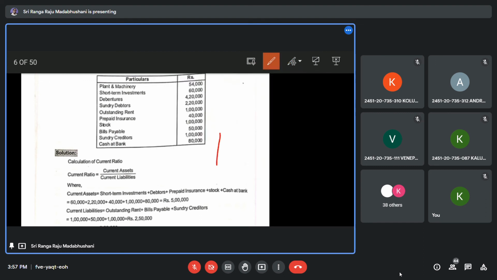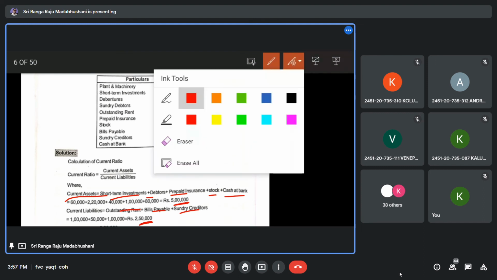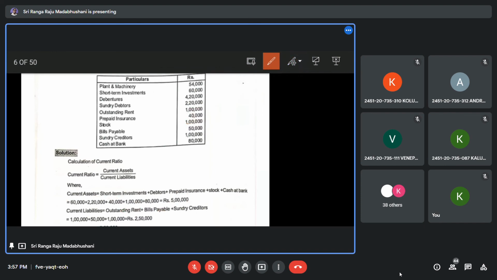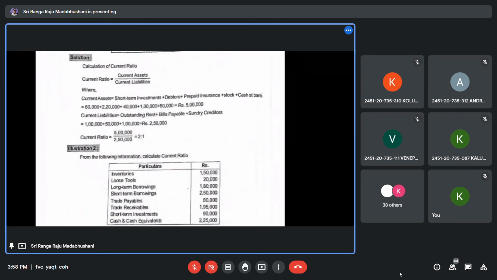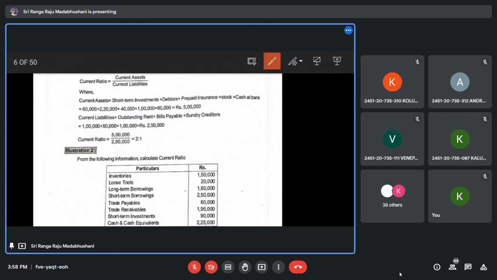Now, the current assets: short-term investments, debtors, prepaid insurance, stock, cash at bank. The sum of this is 5 lakhs. Then current liabilities: outstanding rent, bills payable, creditors. The sum of this is 2,50,000. So current assets are 5 lakh, current liability 2,50,000. So the ratio is 2:1. So the financial position of the firm is good.